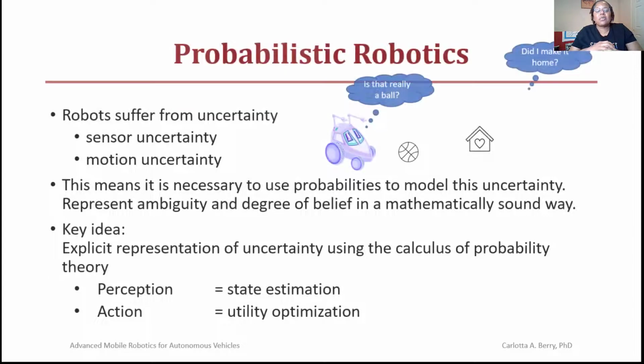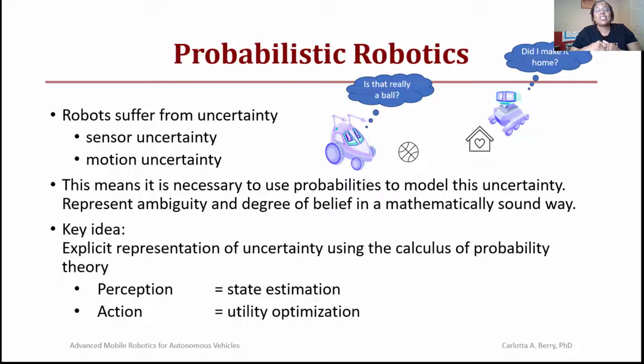So probabilistic robotics means the robot suffers from some uncertainty due to its sensor uncertainty as well as its motion uncertainty. For example, the robot senses a round, orange object. The robot asks, is that really a ball? My sensors say it's orange and round, but is it a ball? Or if we're talking about motion, the robot has commands to get home, but then it has to use odometry error to estimate, am I really home or not? So this is where probabilistic robotics comes in.